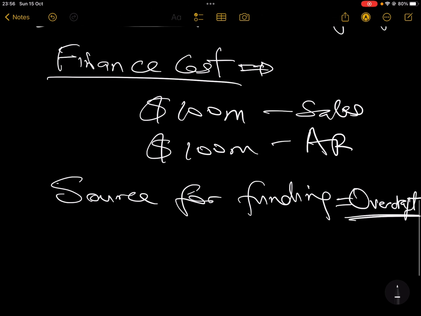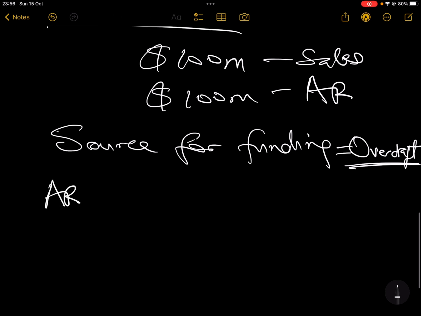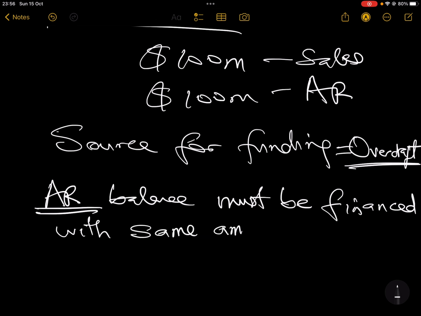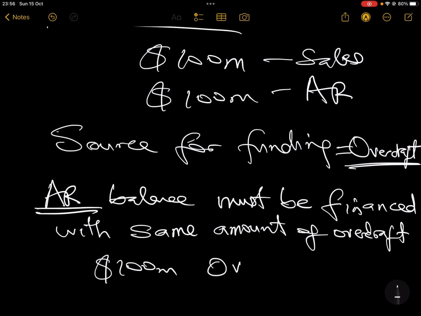So every time you have account receivable, your assumption is that your account receivable balance must be financed with the same amount of overdraft. Which means in this scenario that I painted earlier, you would also need 100 million overdraft to run the business. And that is the assumption.